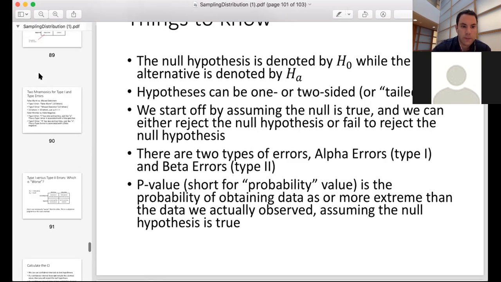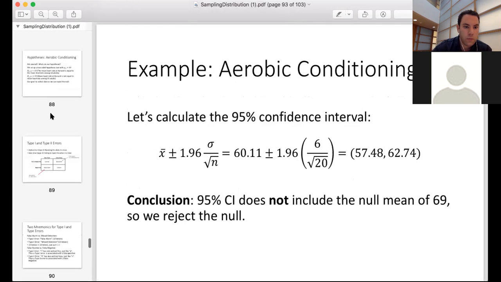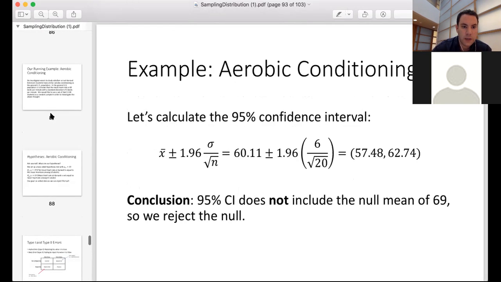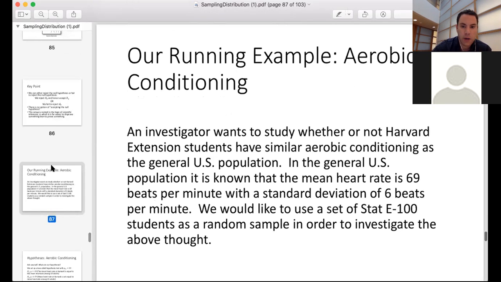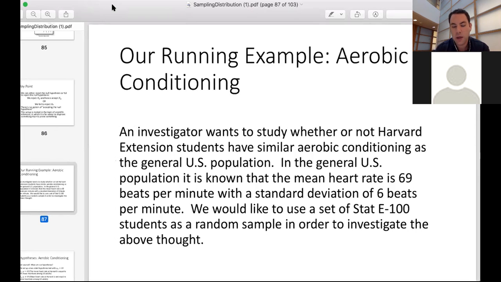So we can go through an example. We can use an example of aerobic conditioning by looking at whether students in the class have a similar aerobic conditioning as the general population. So in the population, it's known that the mean heart rate is 69 beats per minute with a standard deviation of 6 beats per minute. And we're using a set of students as a random sample in order to investigate that.